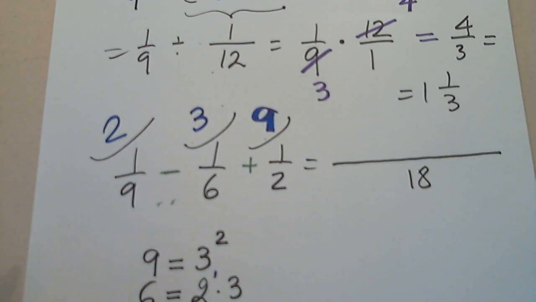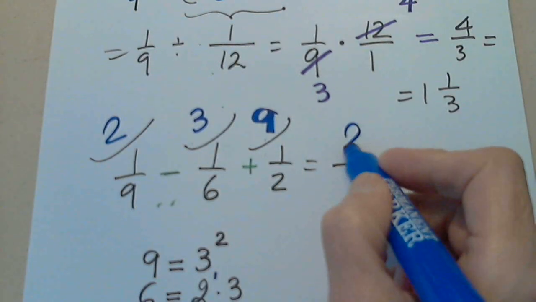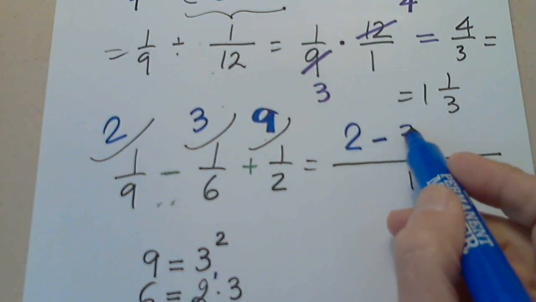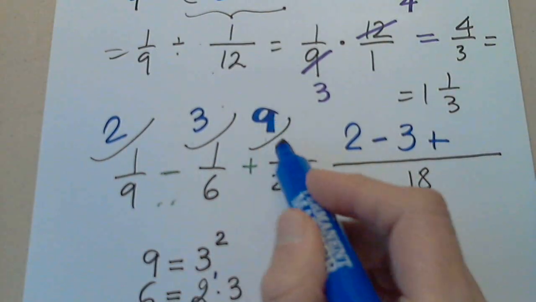So now, 2 times 1 minus 3 times 1 plus 9 times 1.